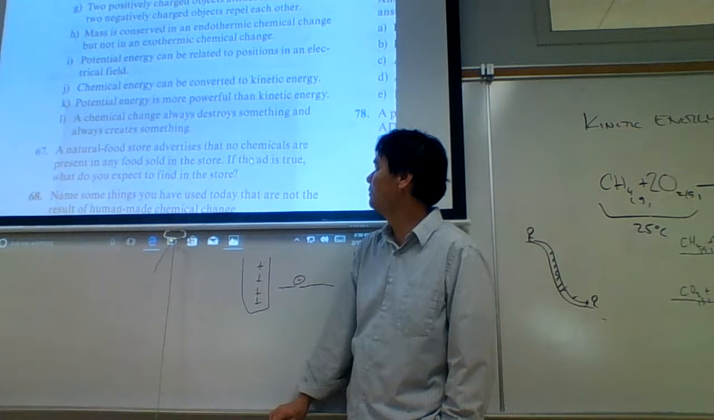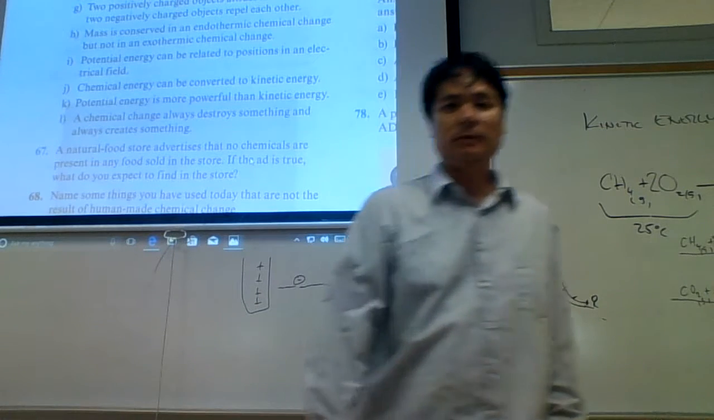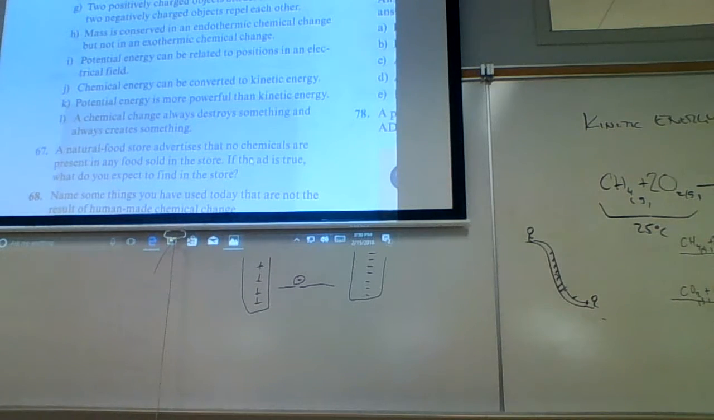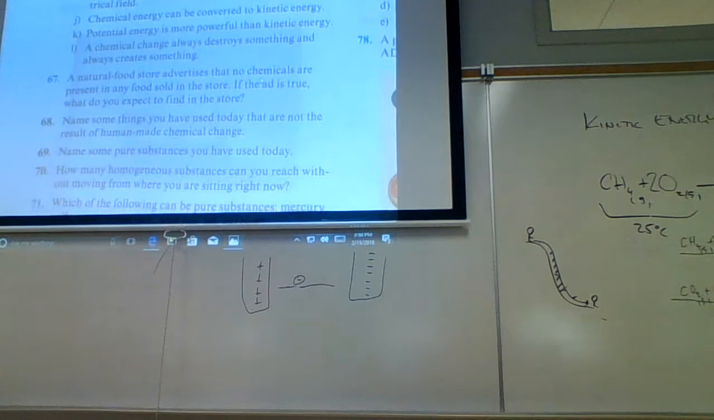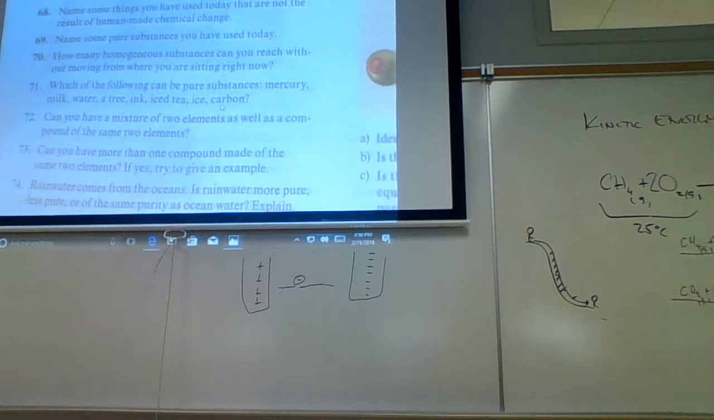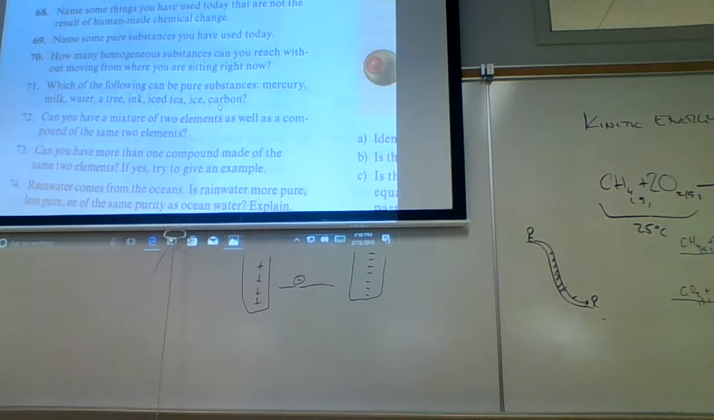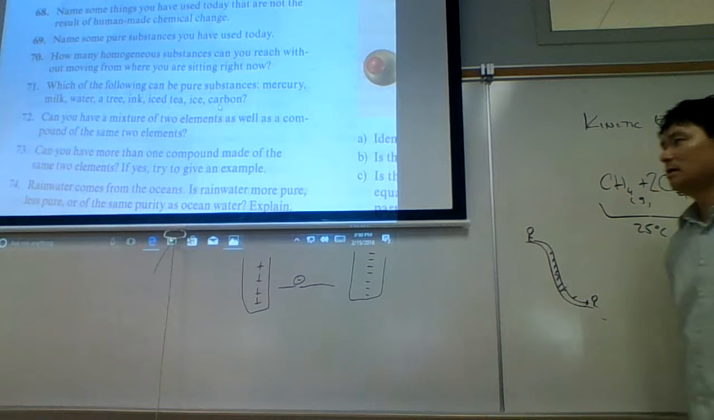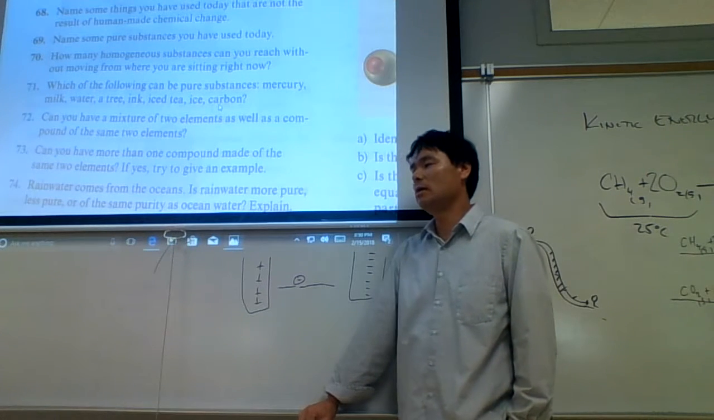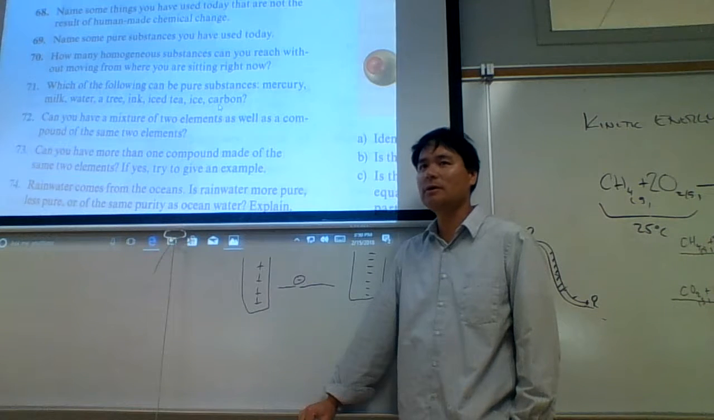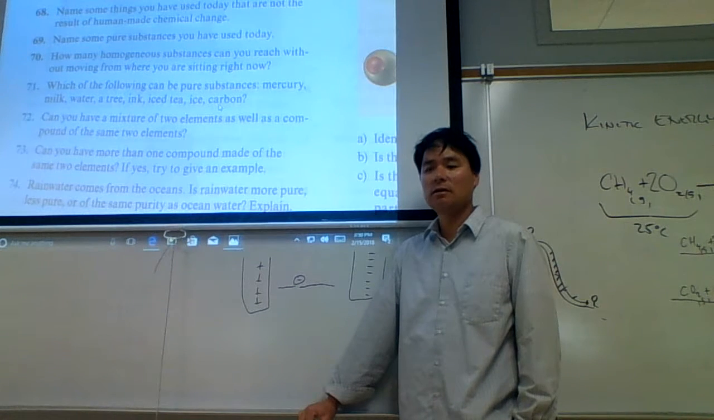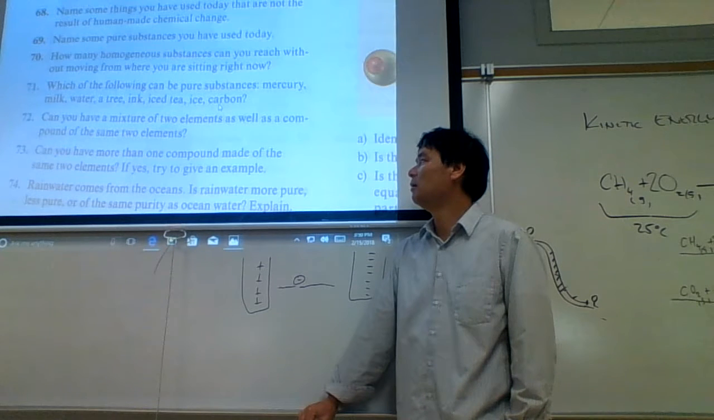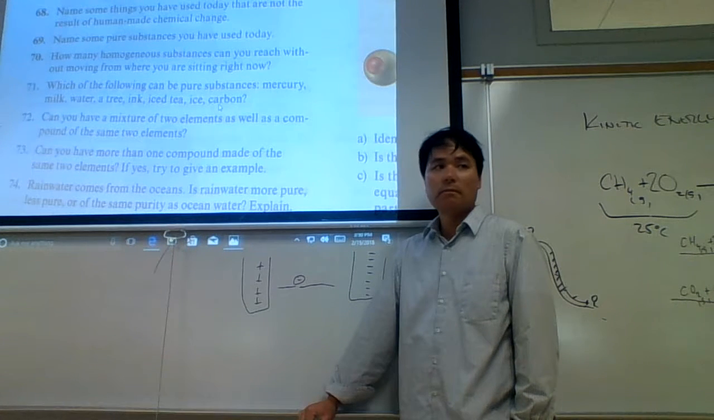67. A natural food store advertises that no chemicals are present in any food sold in the store. If the ad is true, what do you expect to find in the store? Nothing. Well, do you call water a chemical or you don't call water a chemical? To a chemist, everything's a chemical, but for natural food, they should have said maybe artificial chemicals or additives or that kind of stuff. Then it makes sense.